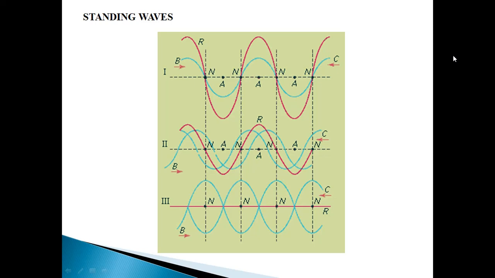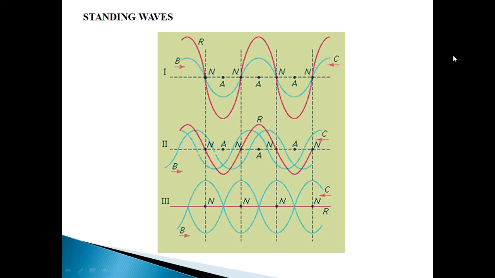In the second part of that graph, you can see the two blue waves are split. B is moving towards the right and C is moving towards the left. There is some phase difference between the two waves. The resultant is shown by the red line, and where there is maximum amplitude, you see antinodes, and where there is minimum amplitude, again you can see nodes.